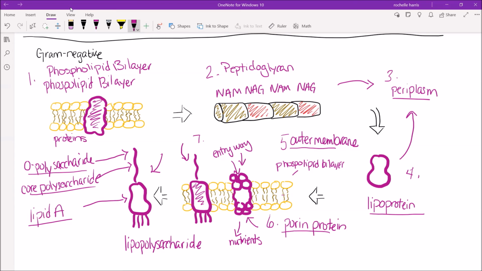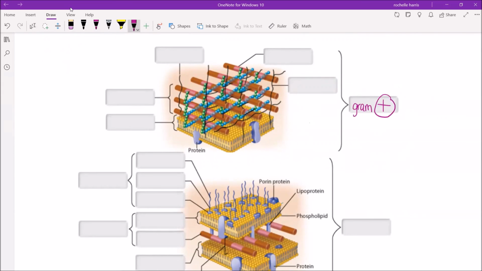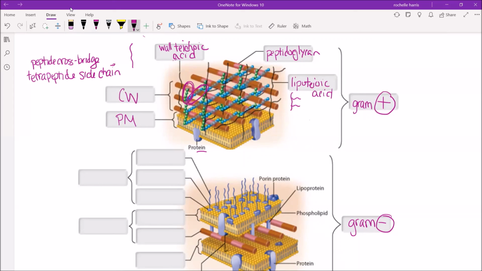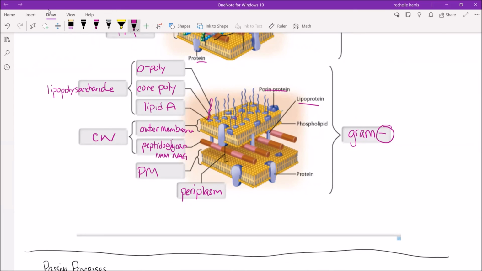All right, I'm going to check your answers to see if you guys got it right. And that's our gram positive, and that is the structure of our gram negative.